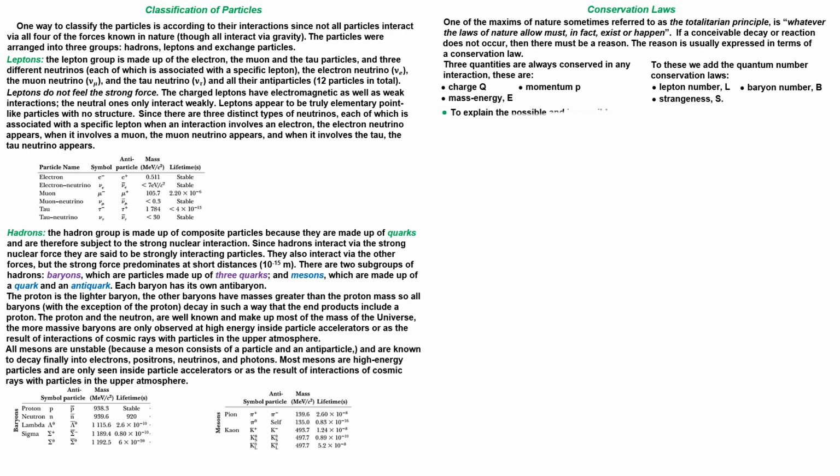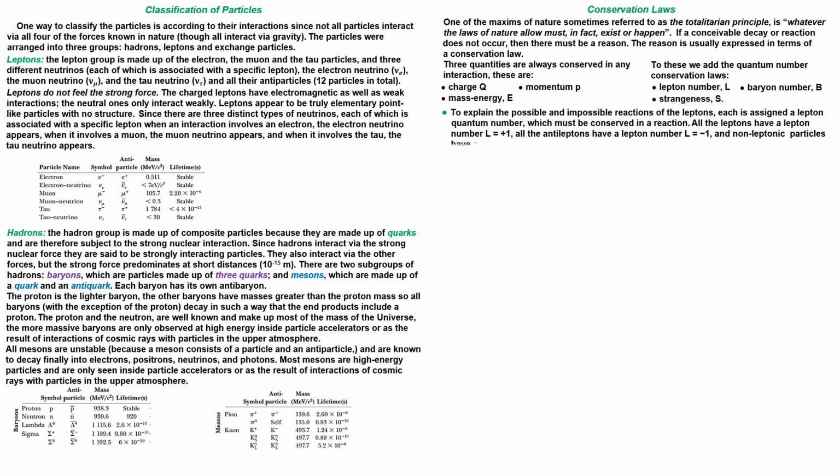To explain the possible and the impossible reactions of the leptons, each is assigned a lepton quantum number, which must be conserved in a reaction. All the leptons have a lepton number equal to +1. All the antileptons, like the positron, have a lepton number equal to -1. And all other non-leptonic particles have a lepton number equal to 0. Look at the table on the left.